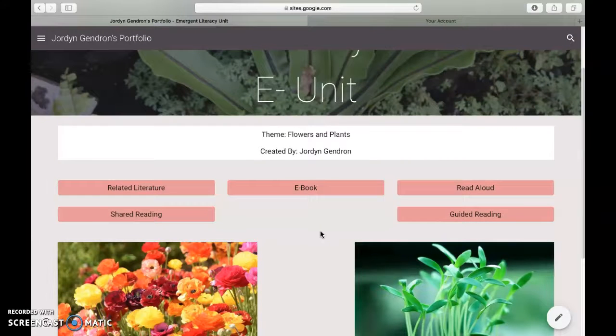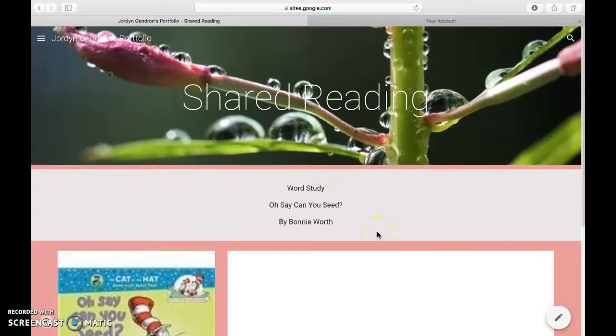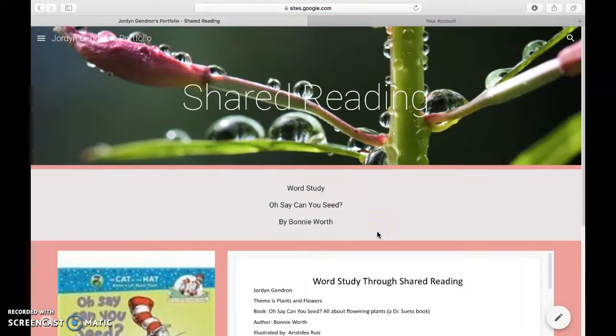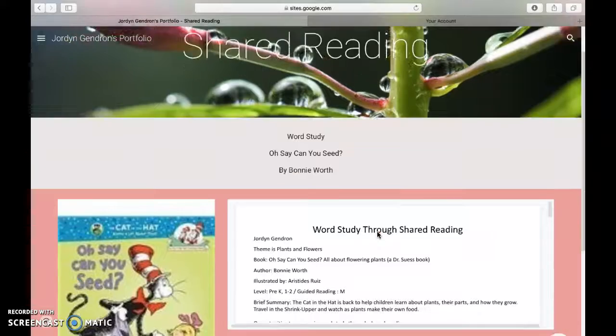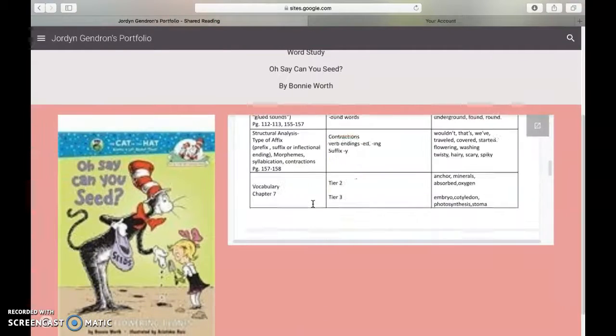Within my Balanced Literacy E-Unit, I have 3 other tabs with helpful units to use in the classroom. The first tab is my Shared Reading tab. In this section is a plan for a shared reading lesson, including the book Oh Say Can You See by Bonnie Worth. Within this lesson, I use explicit instruction on sight words, phonics rules, and much more. It is important to grow students' spelling and reading skills, especially during a shared reading word study. And here I have my lesson.